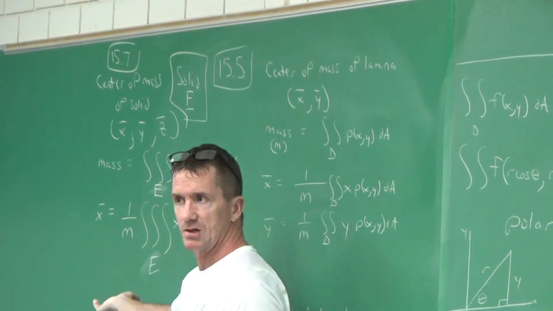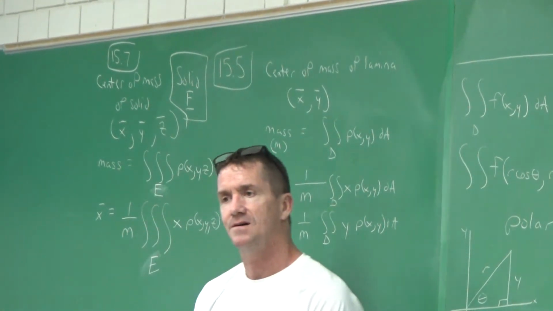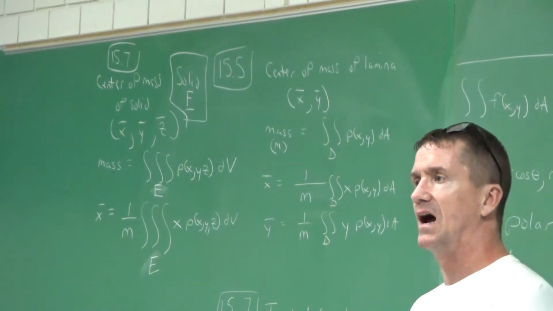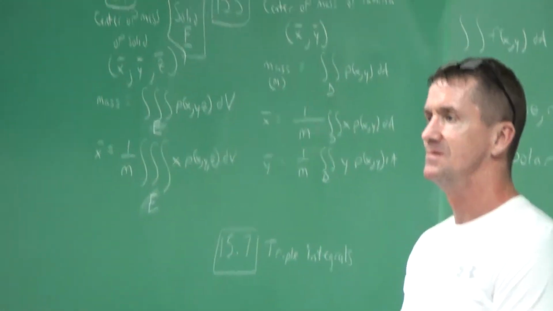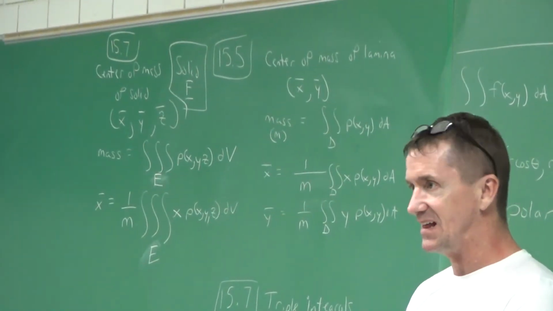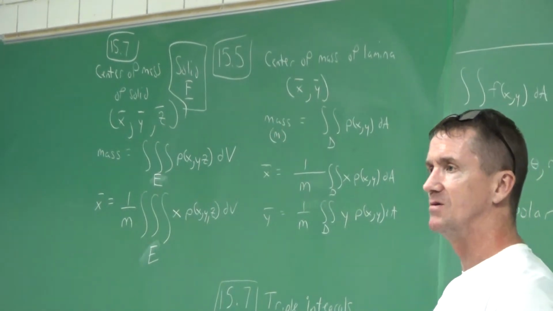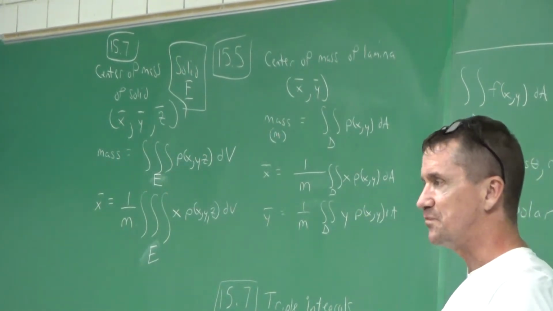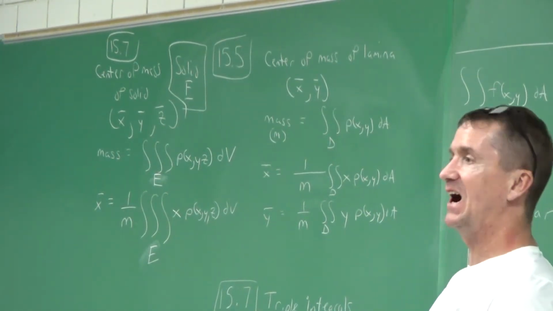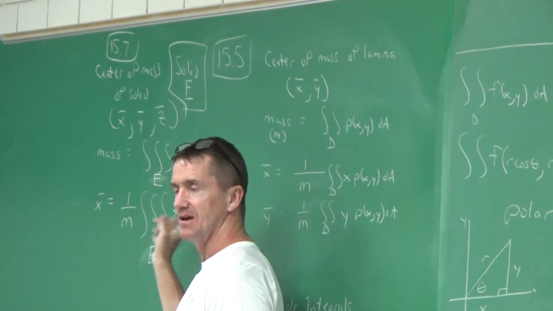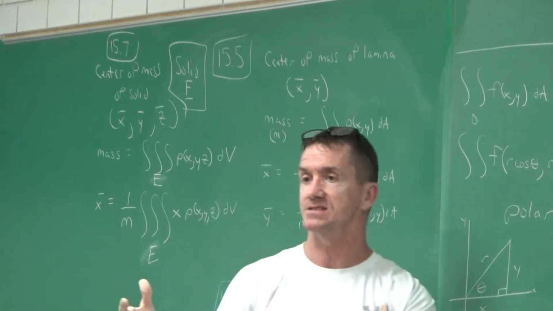Cool. Similarly, what would z bar equal? I don't even have to write it out. 1 over mass times the triple integral of what variable? Z, and then the rho of x, y, and z. Cool. What would y bar equal? Same thing: 1 over mass times the triple integral of y times the rho of x, y, and z. This would give you the center of mass of a solid.